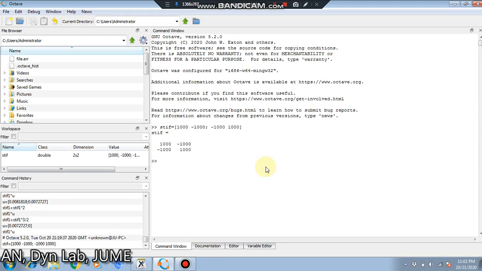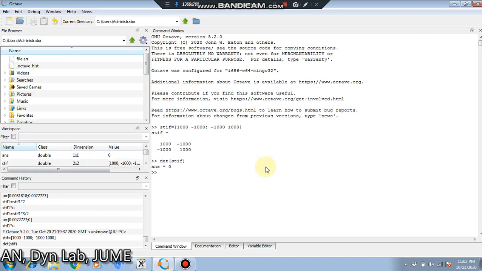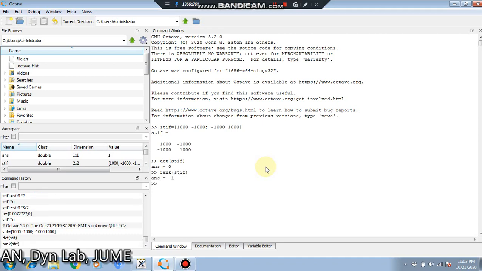So this is the matrix stiff, and you find the determinant of that matrix by simply using the det command. Determinant of stiff is equal to 0. That shows that your stiffness matrix has a 0 determinant and it is singular. And again you can find the rank of the matrix. The rank of stiff, the answer is 1. So it does not have a rank of 2, it has a rank of 1.